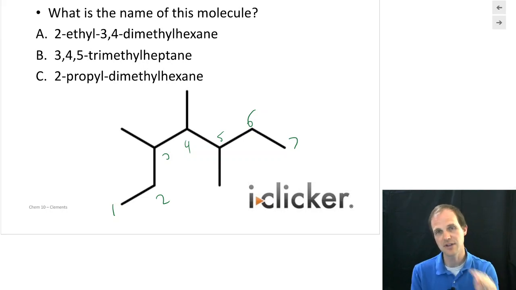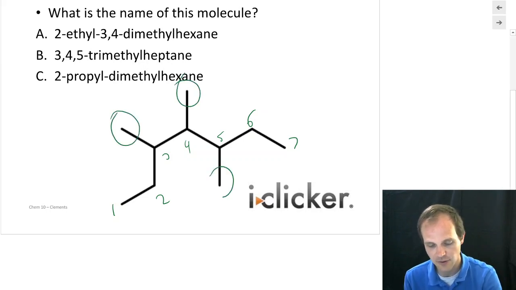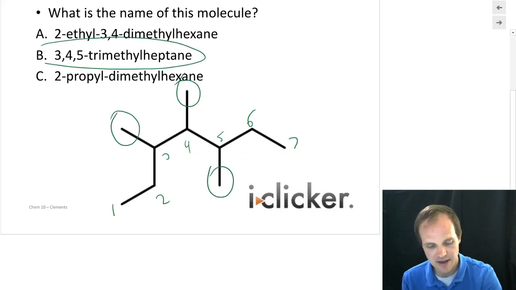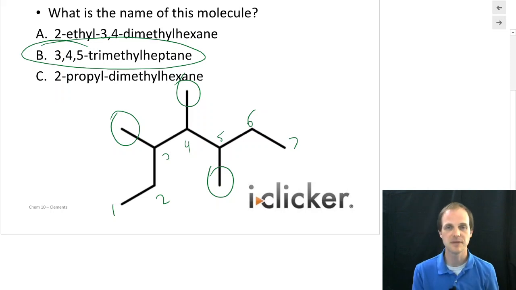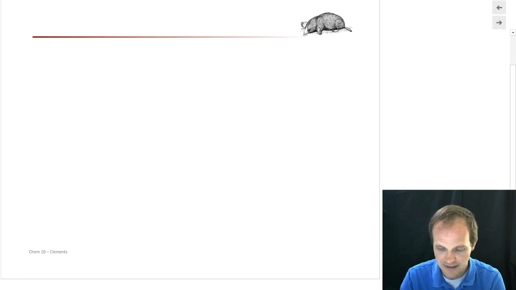So even though we usually just go across that middle one, up, down, and it usually works, it doesn't always, and so you do have to explore all those other different possibilities as you're trying to name the molecule. And it doesn't matter whether we name it from the left to the right. We've got 3, 4, 5 trimethyl heptane, or B right there. Okay. And that is it.